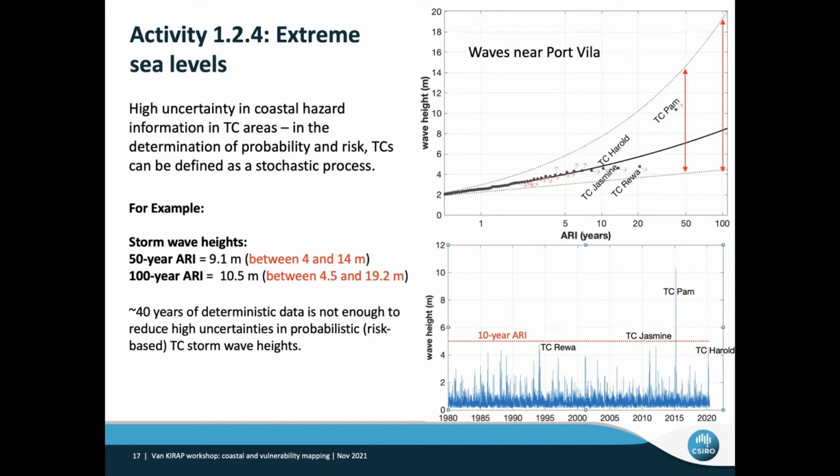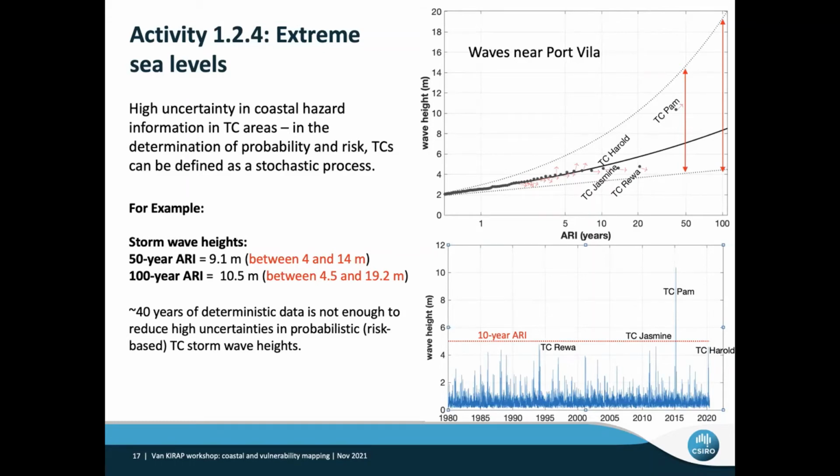And so the heavy black line in that top plot is a fitted extreme value curve, and the dotted lines are the 95% confidence intervals. Really what that means is if you calculate the 50-year storm wave height for this location, it's 9.1 meters. But the uncertainty bounds are between 4 and 14 meters.